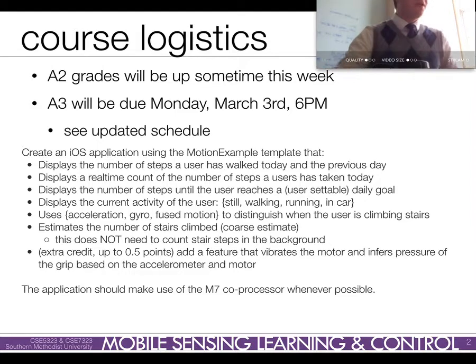The application should make use of the M7 coprocessor whenever possible. Okay? So essentially, if you can query the M7 processor for part of this or all of this, then do it. Right? Don't write your own algorithm if the M7 is doing it for you. That's all I mean by that.